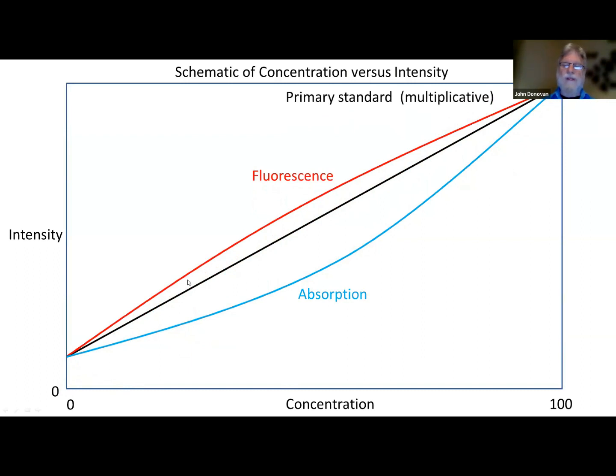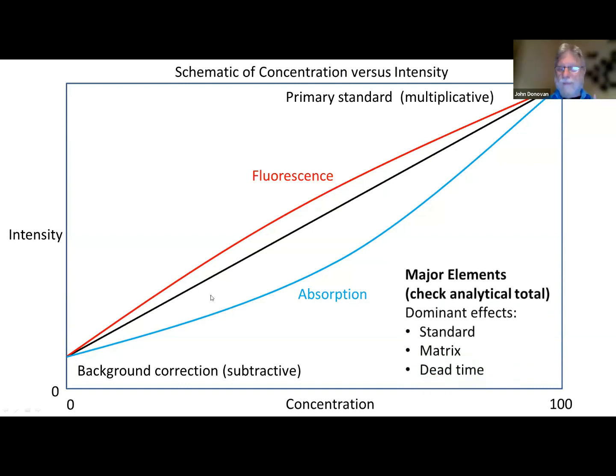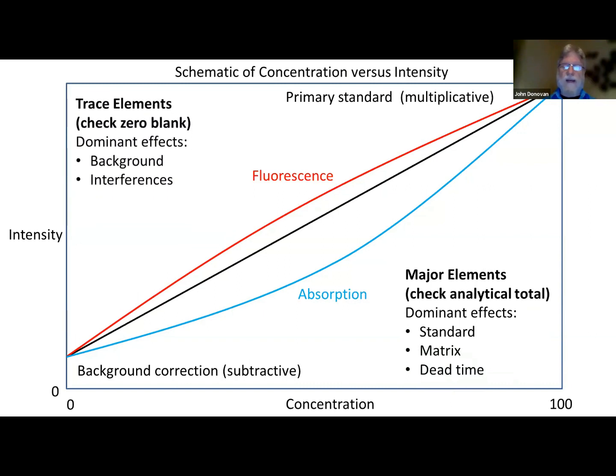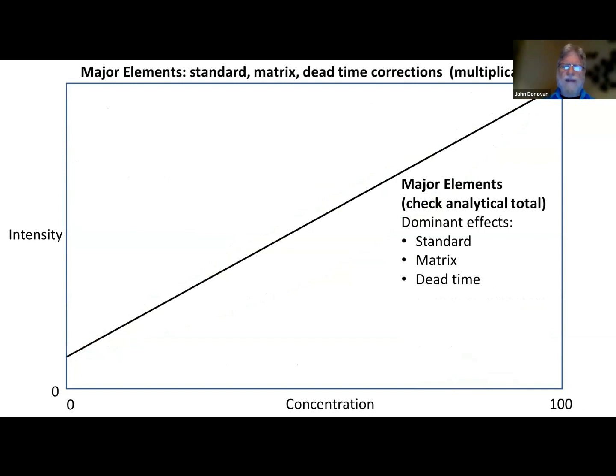And think of it this way. For our primary standard, the matrix effect correction is a multiplicative correction, so we multiply. On the other hand, the background correction is a subtractive correction. We're just doing simple subtraction. So one is multiplication and one is subtraction, and that has very important differences in the way we treat our data. What it means is that for major elements, the dominant effects are our standard composition, matrix correction, and the dead time correction. Those are the things that affect the measurement of a major element the most. On the other hand, for trace elements, the dominant effects are background interferences. Let's look at that more closely.